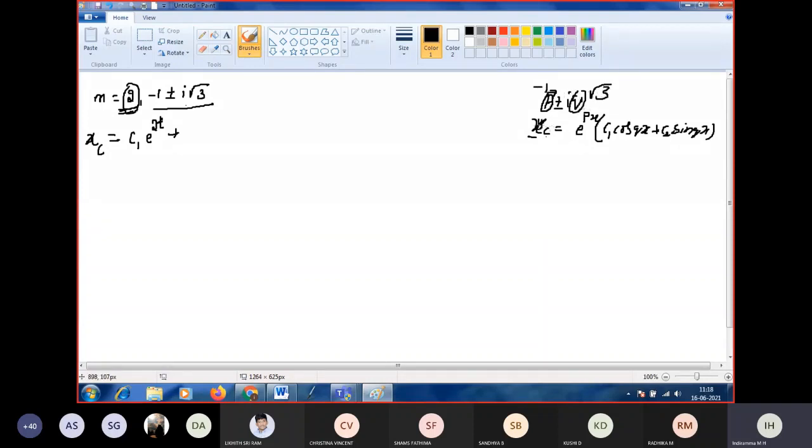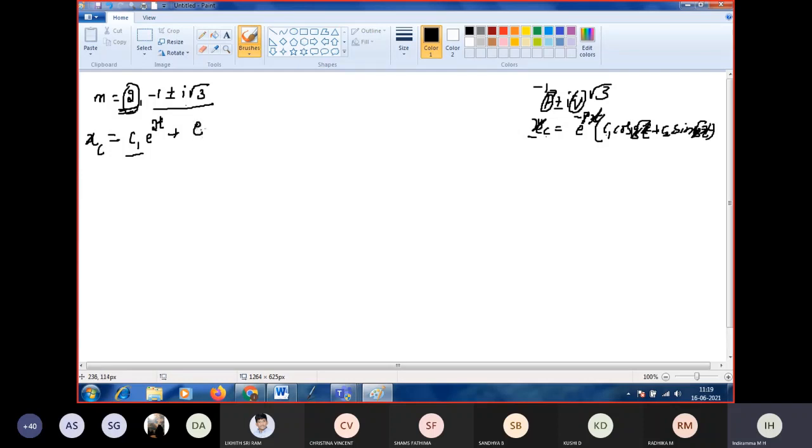Substitute now. So xc is equal to e power minus 1, instead of x we have t. So next c1 cos q, instead of q we have root 3, instead of x we have t. Next c2 sin root 3 into x, instead of x we have to write t. That's it. Therefore I already considered c1. So next I will start with c2.